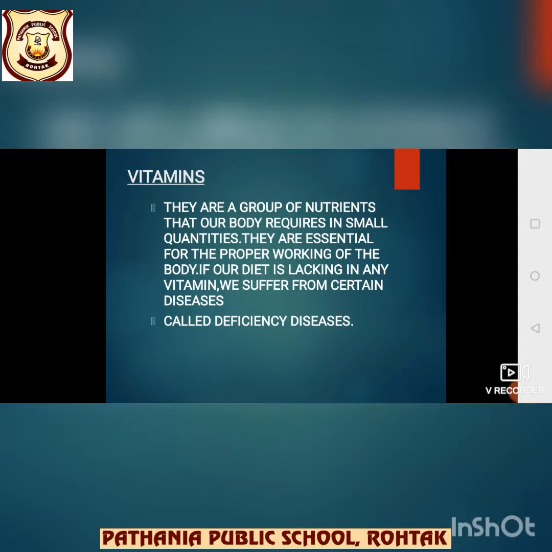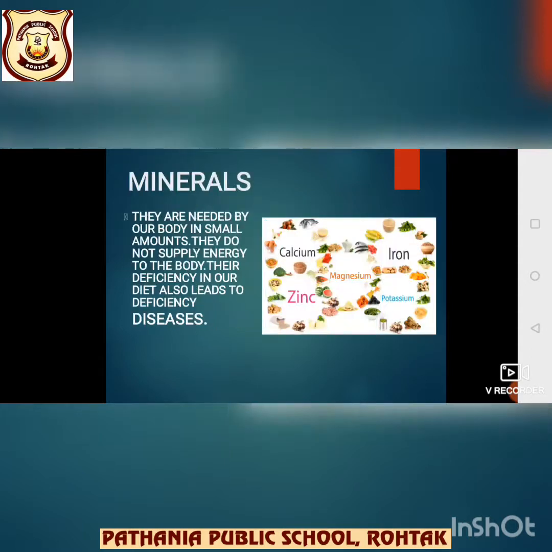Our body needs minerals for its proper functioning, normal growth and good health. They are also needed by our body in small amounts. They do not supply any energy to the body. Their deficiency in our diet also leads to deficiency diseases. Some of the minerals are calcium, magnesium, iron, zinc, potassium. These are the important minerals needed by our body.